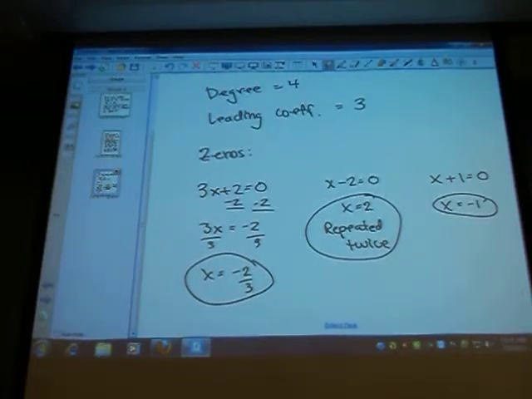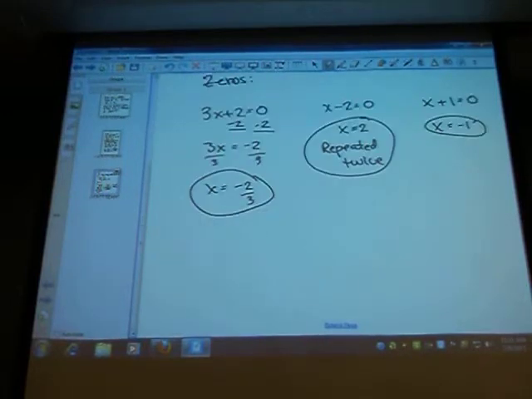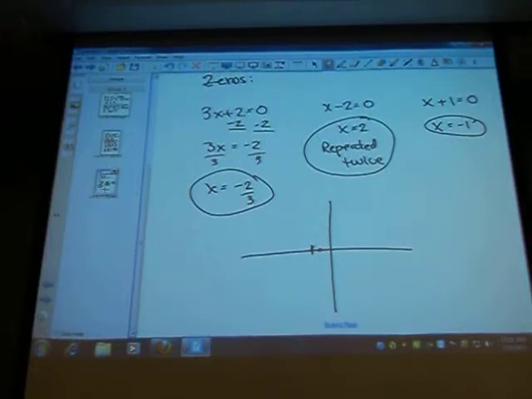So we found this out. What do we do with this? You can sketch the graph from this. I can figure out what the graph would look like. I know my zeros are at negative 2/3, negative 1, and positive 2.